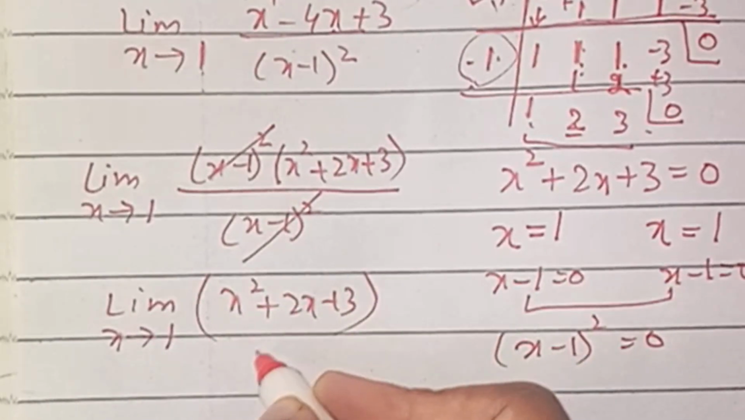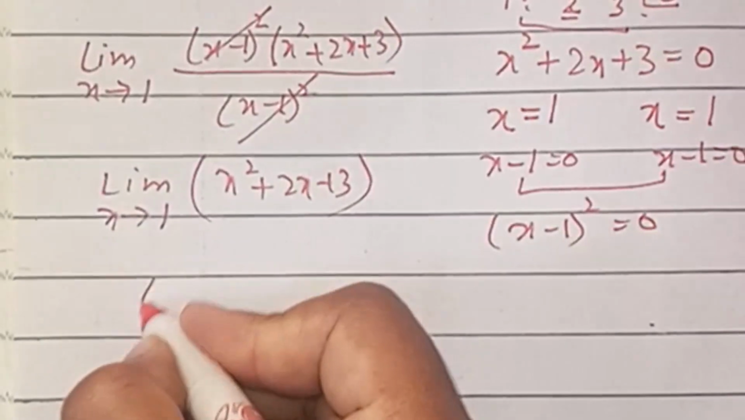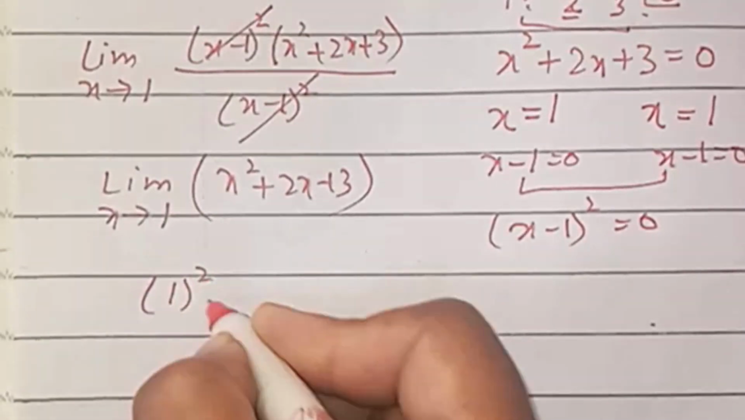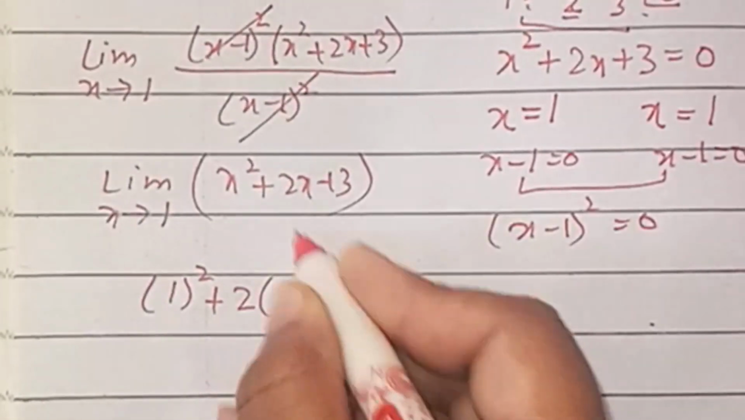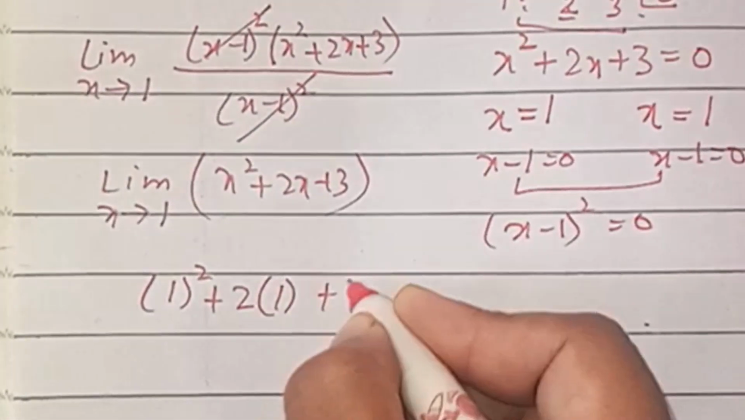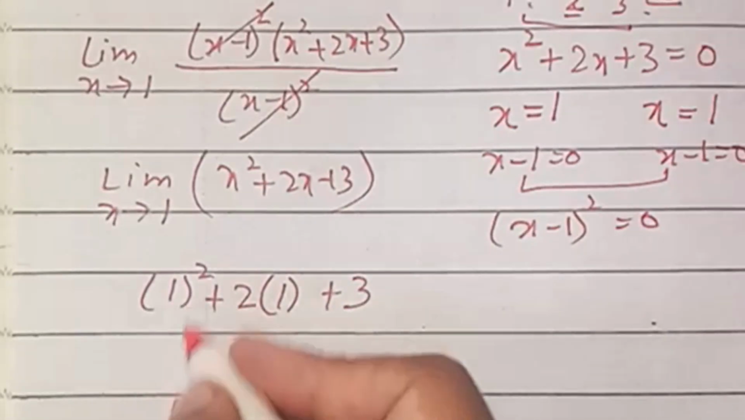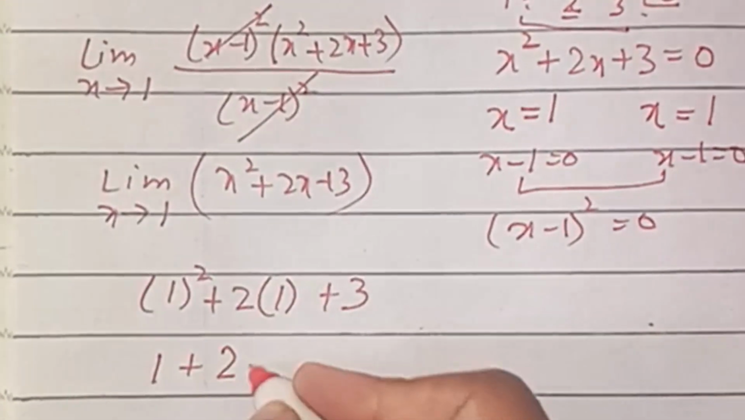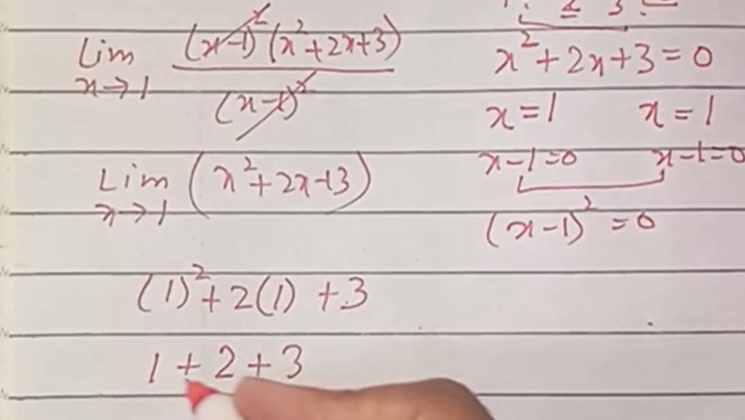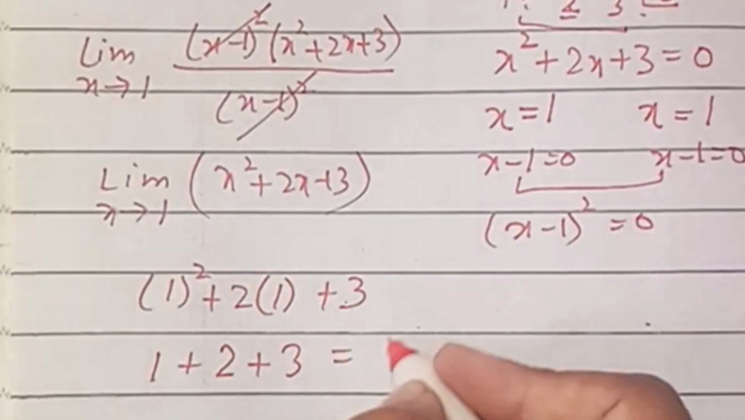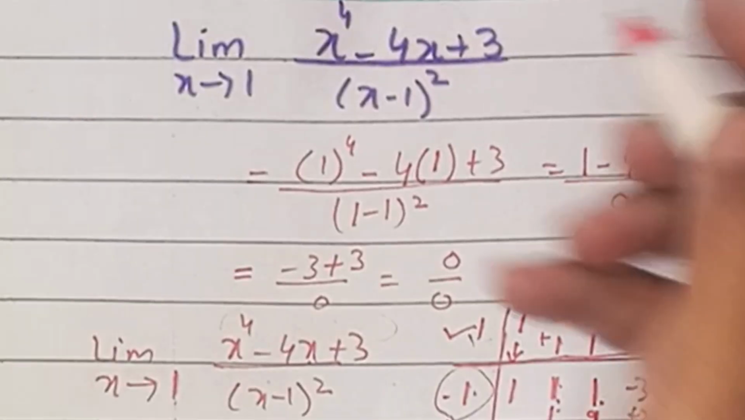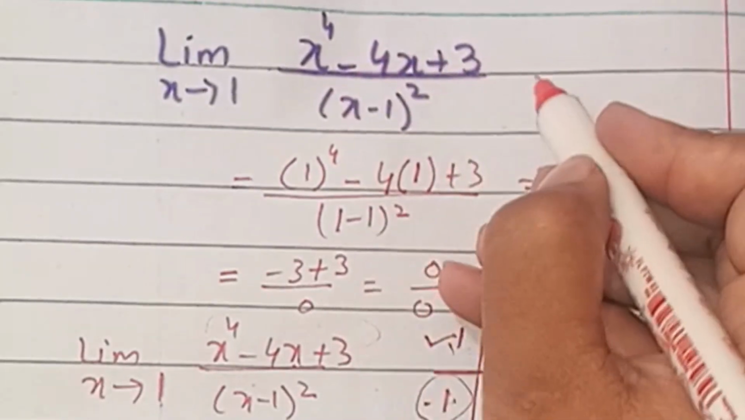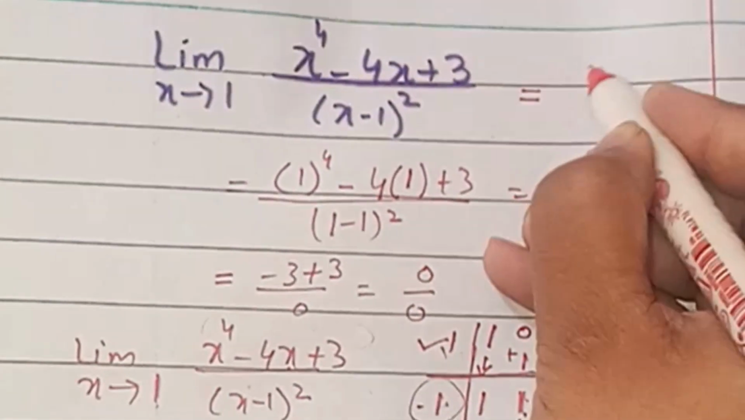Now we apply the limit of this function. So we have 1 raised to the power 2 plus 2, x approaching 1. So here we write 1 plus 3. So 1 squared is 1. Multiply this 2 by 1, we get 2 plus 3. And 1 plus 2 plus 3 is equal to 6. So in our question, the limit of our function is 6, and we are done.